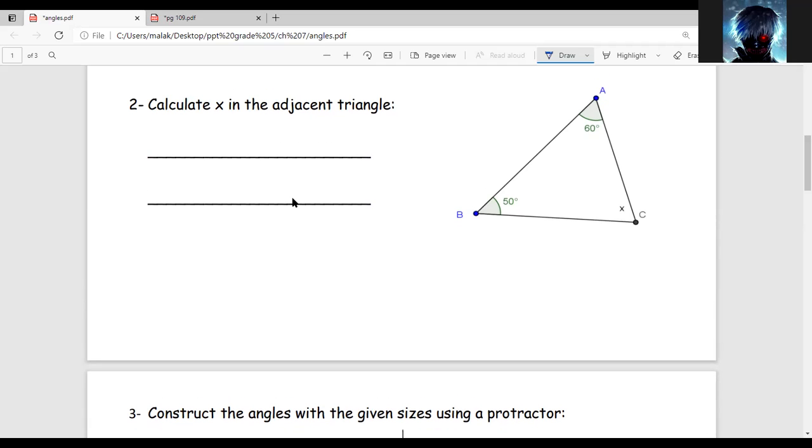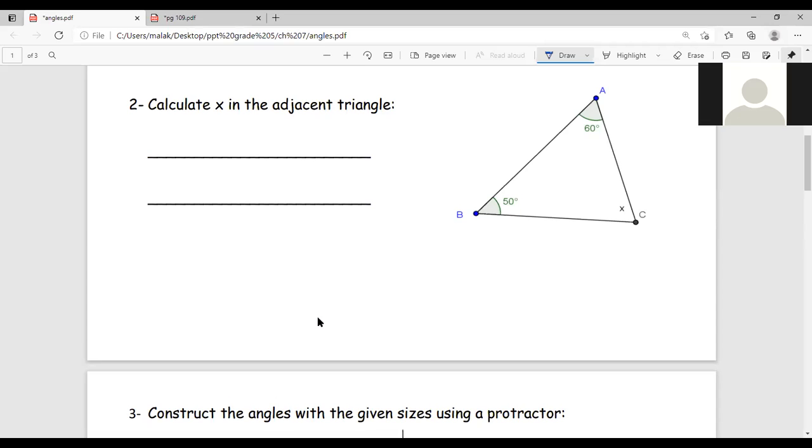Exercise 2. Copy it. Exercise 2: calculate x. Okay, Hala Najm, your turn. The exam is cancelled on Thursday because it's a holiday. Okay.